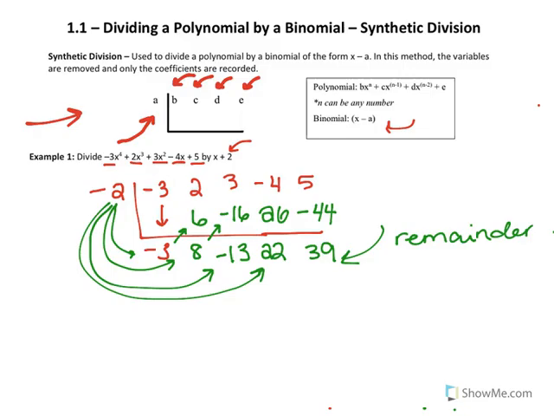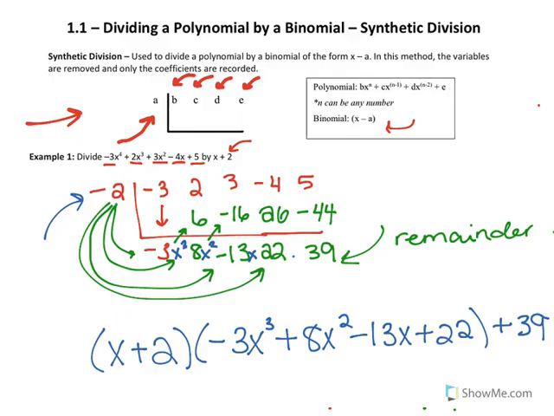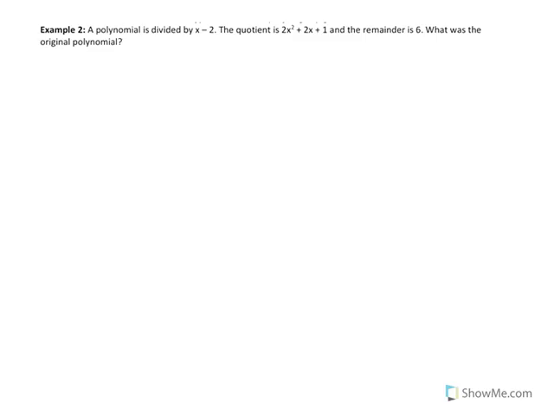So the way that we would write this is we would write x plus 2. So that's with this, remember opposite sign. And then you start at 0 x's here. So this would be 22, this would be an x, this would be an x squared, and this would be an x to the power of 3. So -3x cubed plus 8x squared minus 13x plus 22, remainder of +39. So that is that divided out. And you can multiply it out to check, to verify.